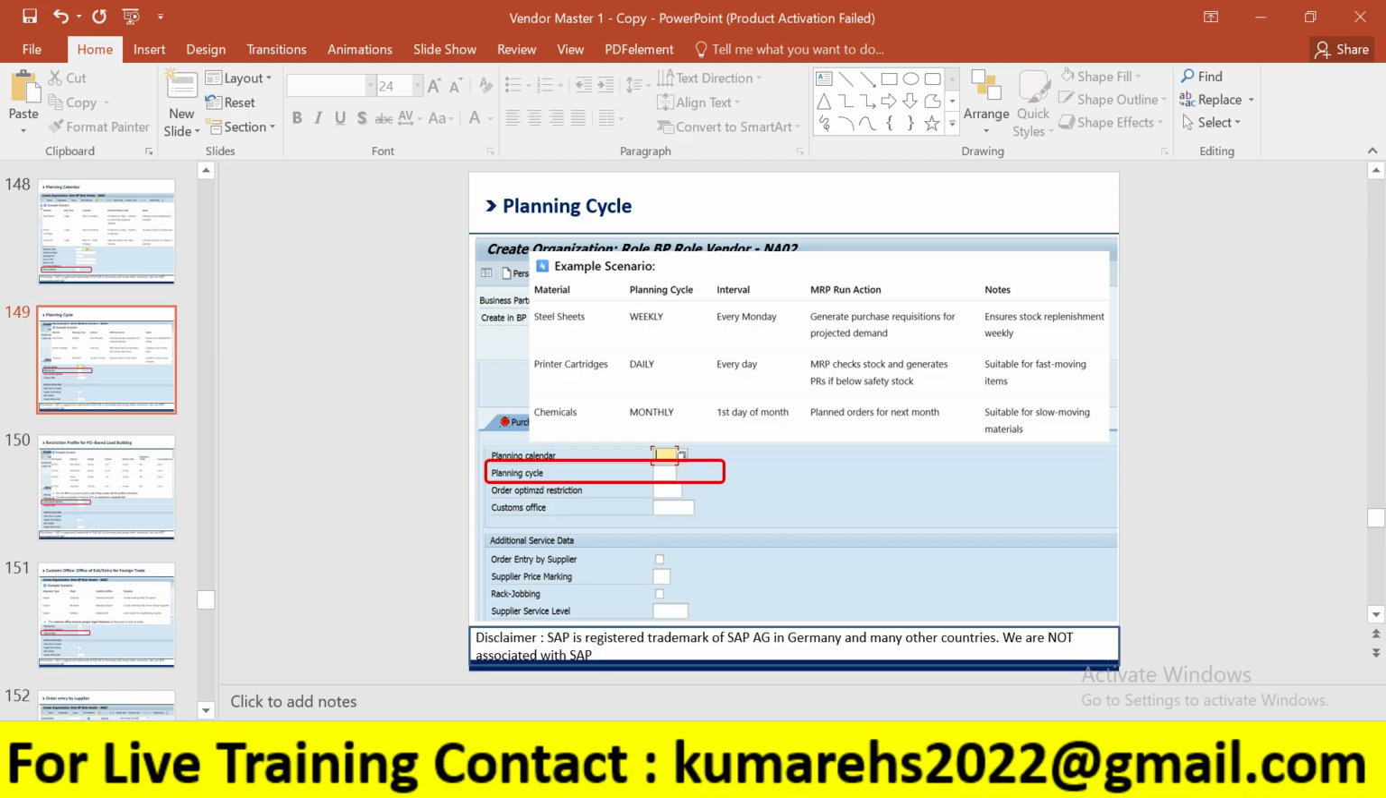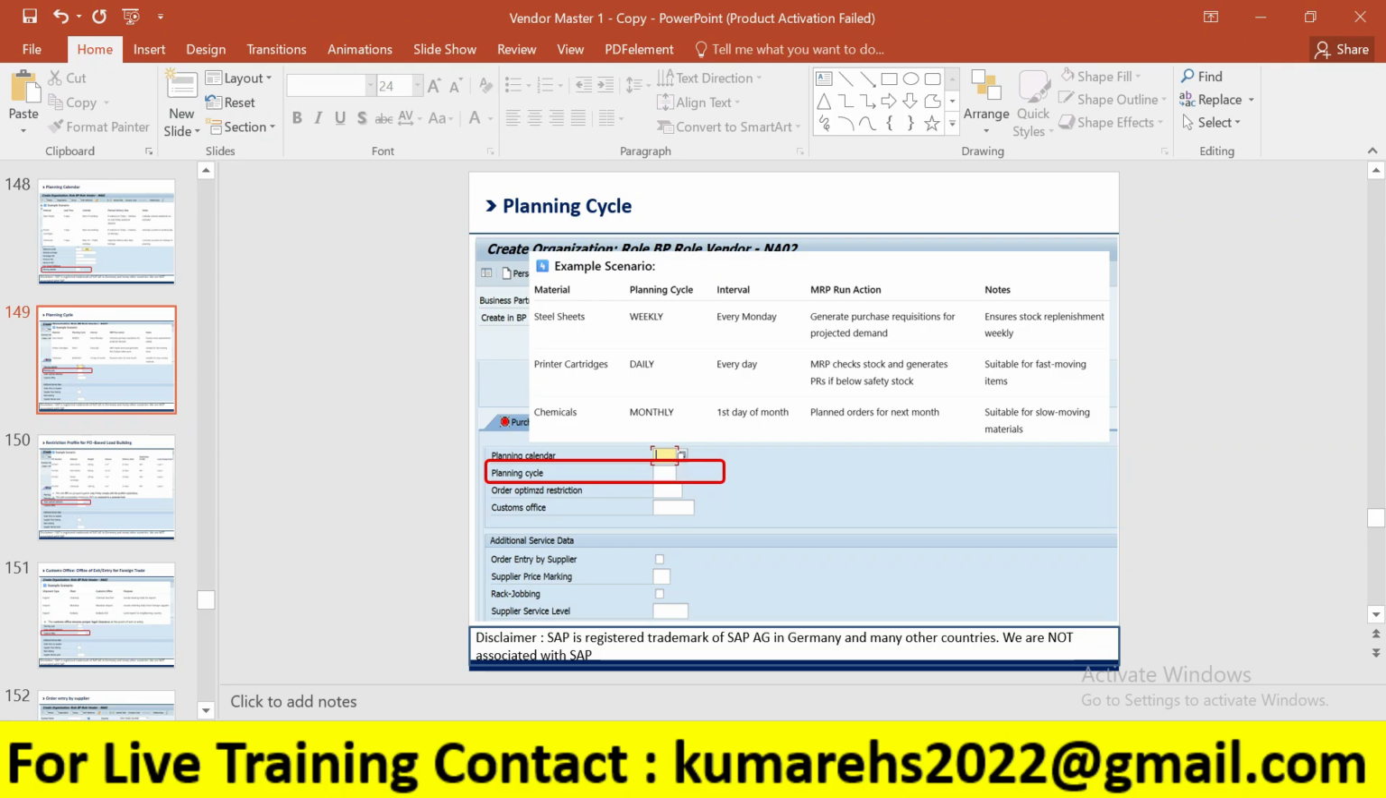Example scenario, the same 3 materials. The first material planning cycle is weekly. Interval is every Monday. MRP run action: generate purchase requisitions for projected demand. Note, ensures stock replenishment weekly. Second material daily. Interval is every day. MRP checks stock and generates PRs if below safety stock. Suitable for fast moving items.